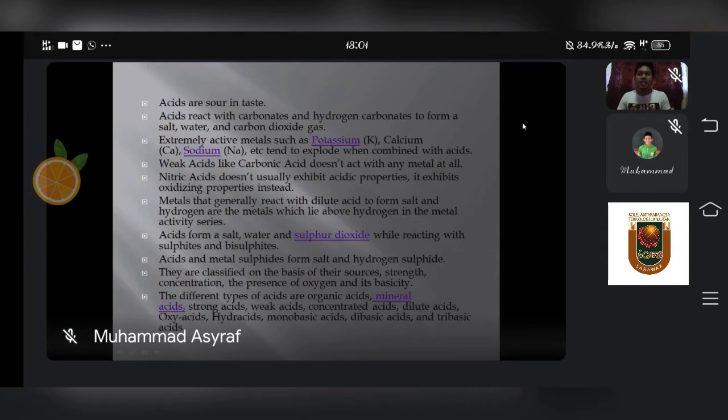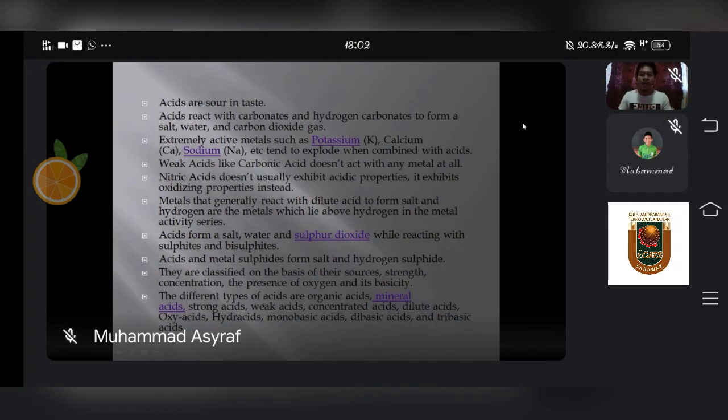Metals that generally react with dilute acid to form salt and hydrogen are the metals which lie above hydrogen in the metal activity series. An acid forms a salt, water, and sulfur dioxide while reacting with sulfite and bisulfites. An acid and metal sulfide form salt and hydrogen sulfide.